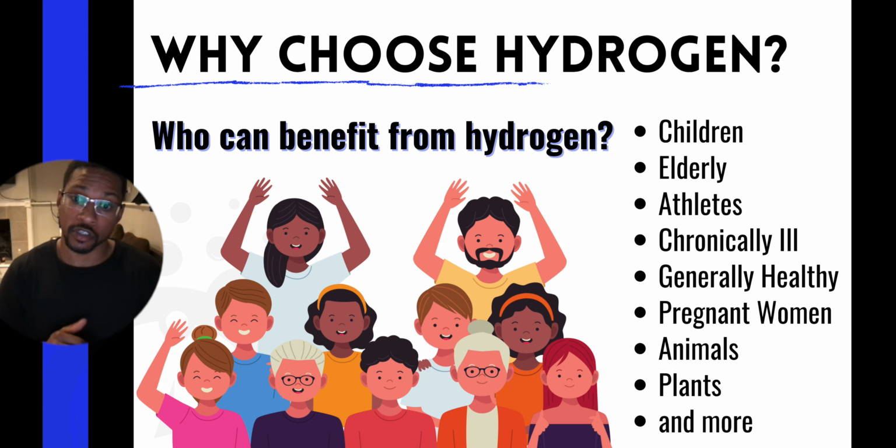Everybody. Children, elderly, athletes, chronically ill, generally healthy, pregnant women, animals, plants, and more. We're actually going to probably end up producing a video on hydrogen for pets, and hydrogen for agriculture. Hydrogen is amazing for plants and produce. It's been shown to increase the shelf life of bananas and different things.